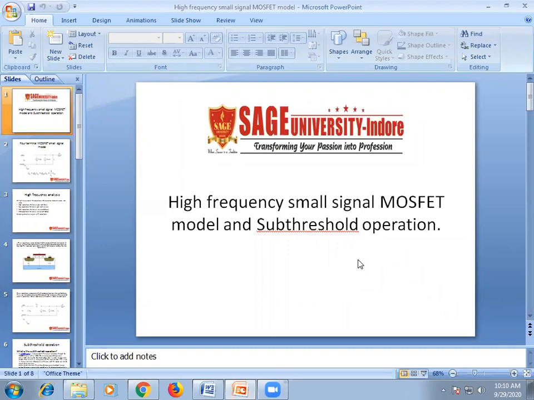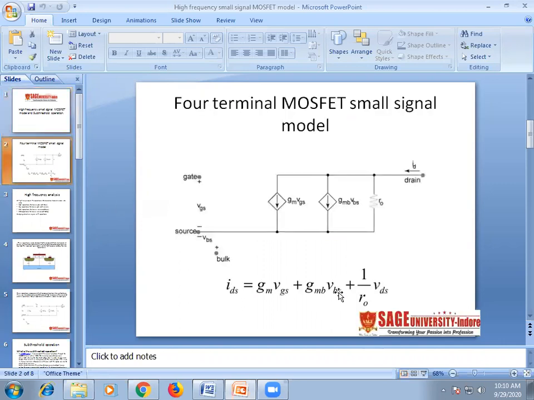So today we are starting with the small signal MOSFET model, and here we'll be considering the sub-threshold operation. So we'll start with that. This is a small signal model. Here we are considering the sub-threshold parameters also. Could you see the model on the screen?